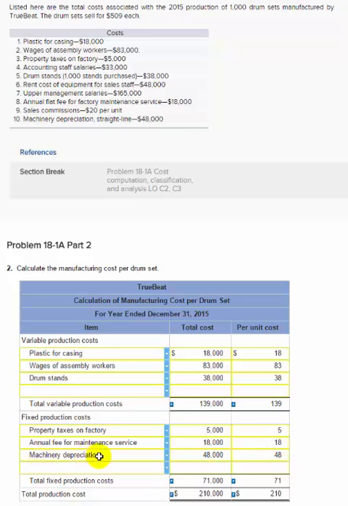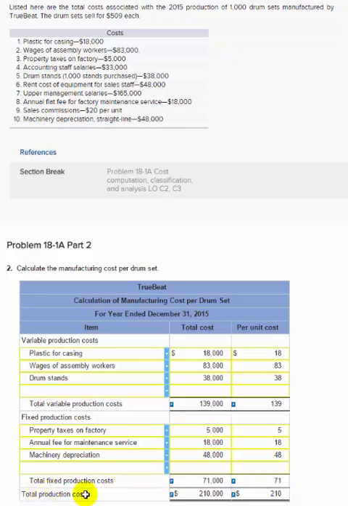Machinery depreciation, that would be item number 6. No, I'm sorry. Let's see. It looks like it'd be item number 10 right there. And so $48,000 is the total cost, and we've got it divided by 1,000 pieces. We've got $48 there. The total fixed production costs are going to be $71,000, and it looks like the per unit fixed cost would be $71.